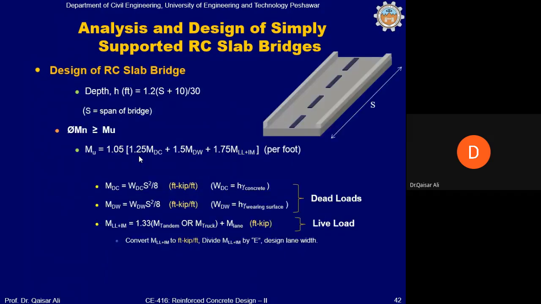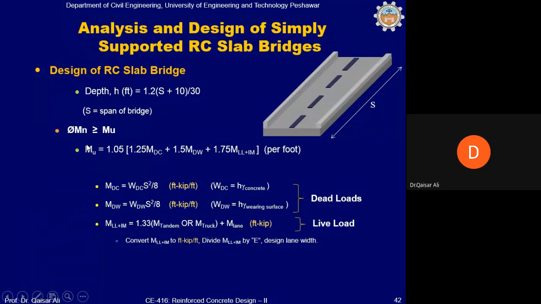The design of a reinforced concrete slab bridge is done in the following steps. First of all, the depth or thickness of the slab bridge will be taken from this equation: 1.2 times S plus 10, divided by 30, where S is the span of the bridge in feet. For example, if S is 20, it will be 20 plus 10, which is 30. 30 divided by 30 cancels to 1.2 feet. So for a 20 feet long slab bridge, the thickness of the bridge will be taken as 1.2 feet.